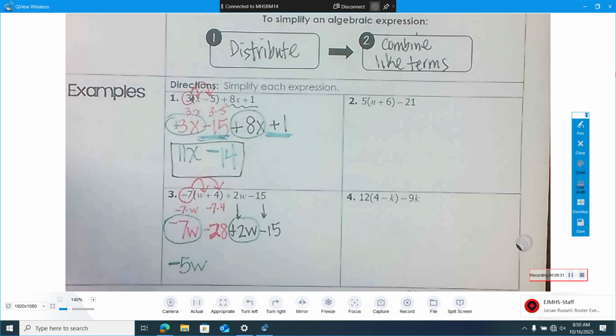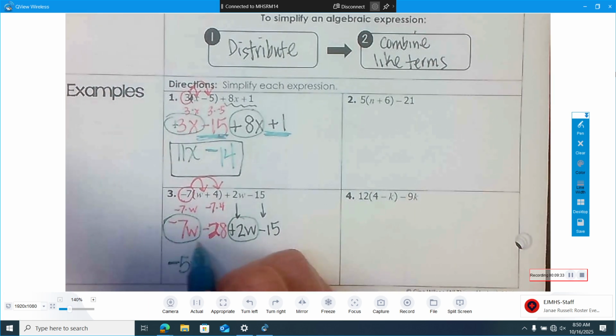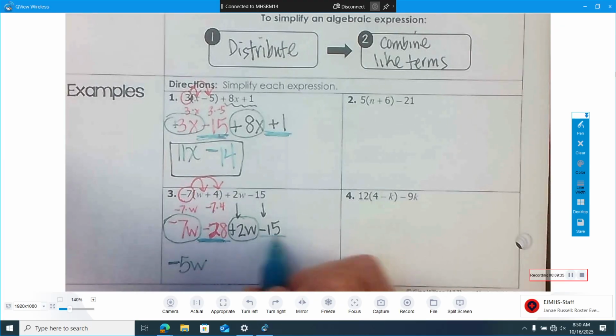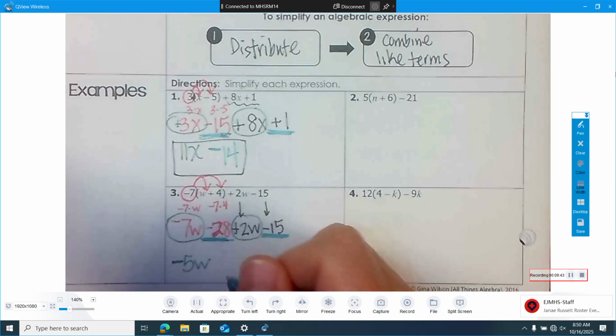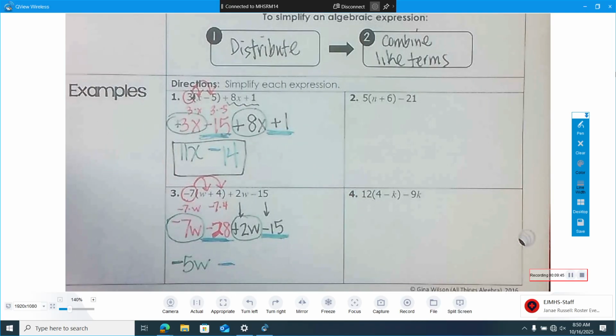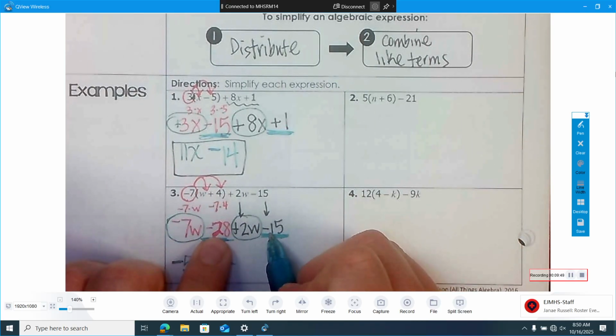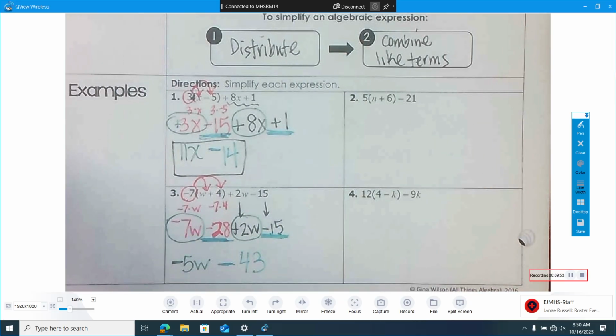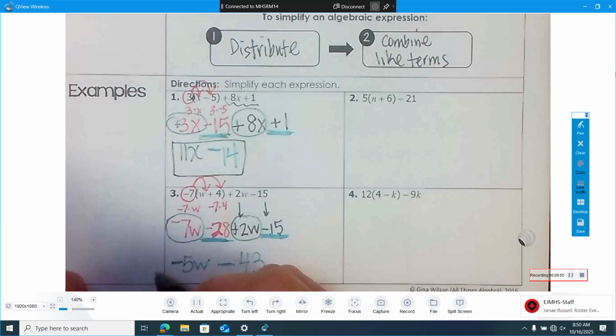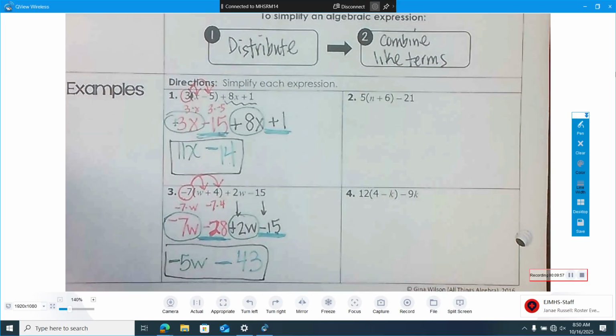Okay. Now, we also can combine a -28 and a -15. Are these at war, or are they on the same side? They're on the same side, so there's a whole lot of negatives here. How many negatives are there? 43. Very good. We got 30, and then we got 13, so that's 43. So -43. Very good. That's our final answer.